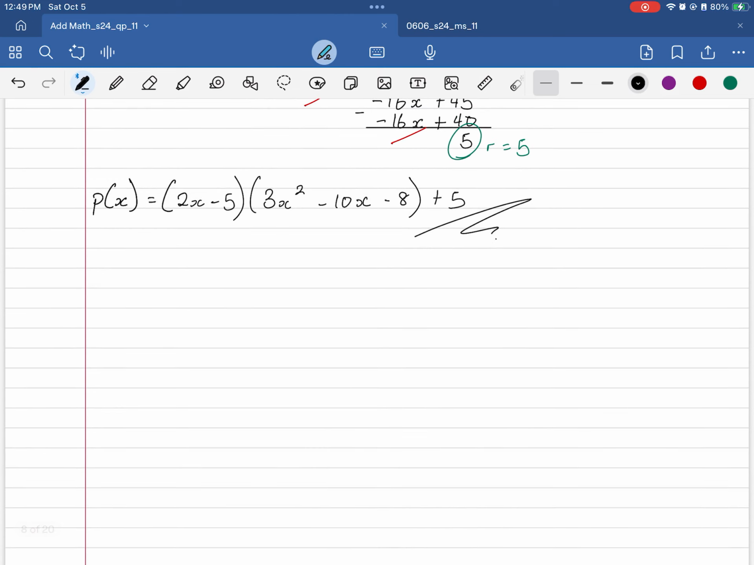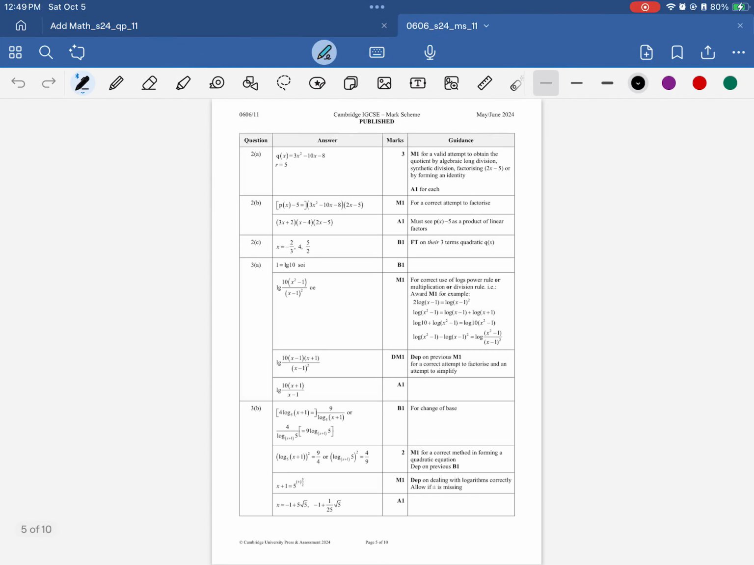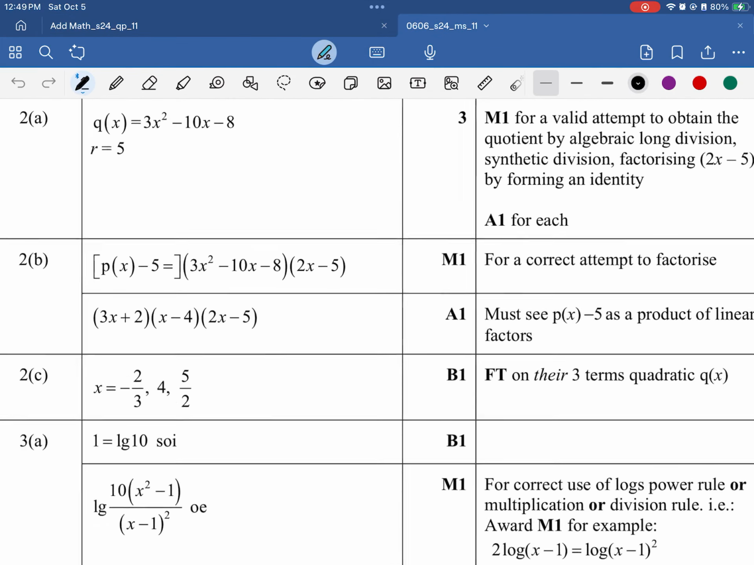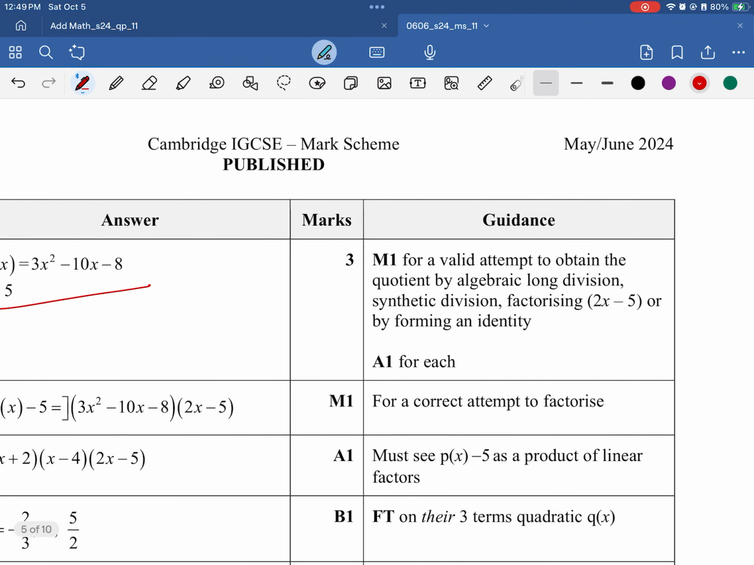And if we are cross-checking with the mark scheme, we see that q of x is 3x squared minus 10x minus 8, and r is 5. Look, you get points for long division or by forming an identity, the ax squared plus bx plus c that we did. All right.